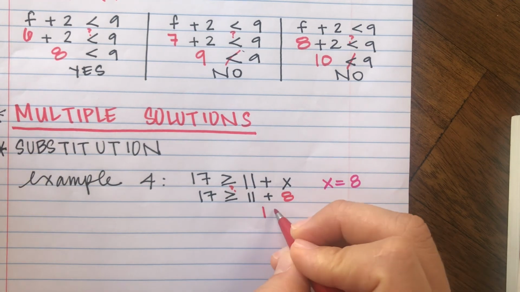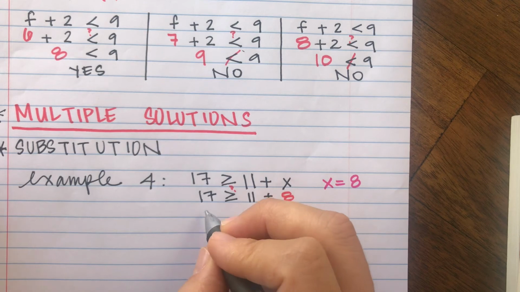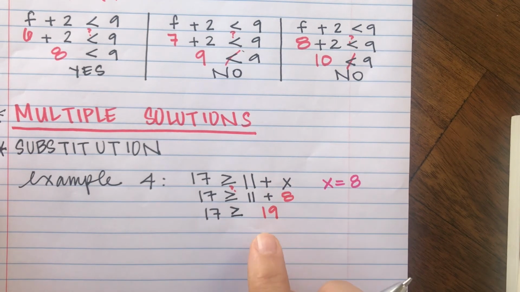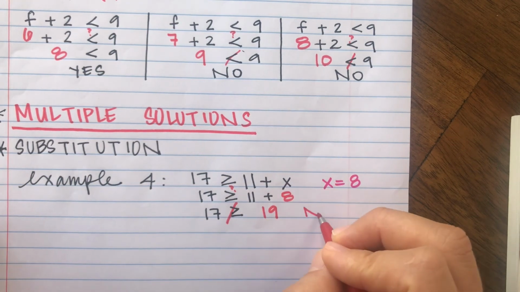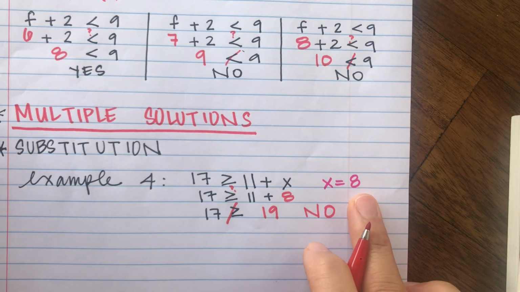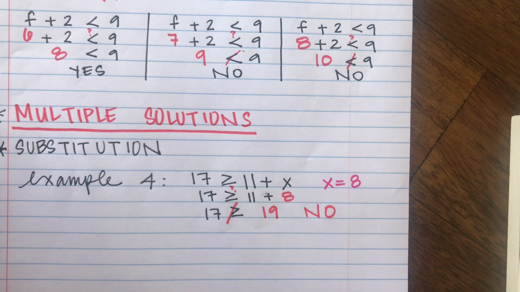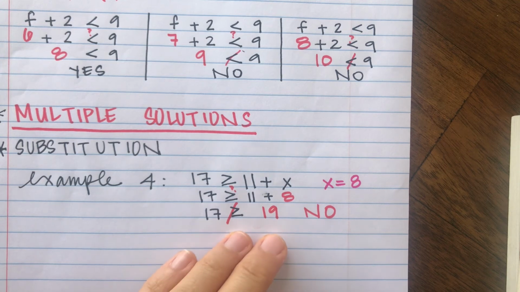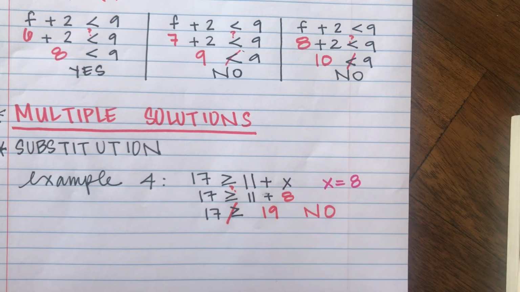11 plus 8 will give me 19. And is 17 greater than or equal to 19? It is not. So, no, not possible, not true. So the value of 8 does not make this true. It's too big. The value of x has to be smaller for this statement to be true. And that's it, guys. It's a yes or a no. Yes, is it true with this value? No, it's not true with this value. You will see some word problems in this practice, guys, and they all involve substitution.